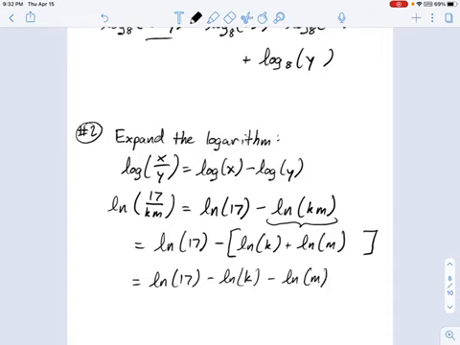And as you get more practice with these, you won't need to go through all these intermediate steps. You'll just be able to see that I've got a numerator right here, right? 17 was on the top. And these are both denominators.